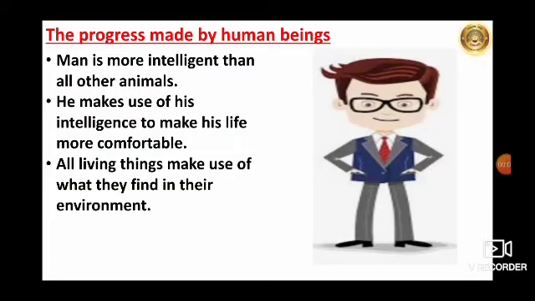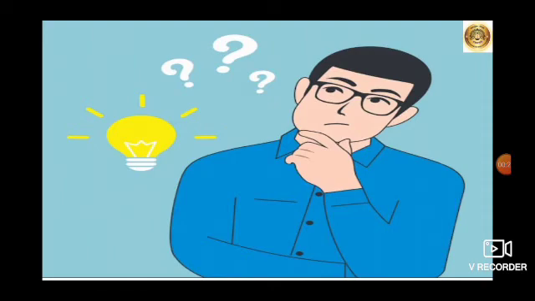Now children, let us see the progress made by human beings. Man is more intelligent than all other animals. As we have seen in our previous lesson, how he invented the wheel. He makes use of his intelligence to make his life more comfortable. All living things make use of what they find in their environment. But only man can carefully study the things in the environment. He produces new things from materials in the environment. Now, let us see how.